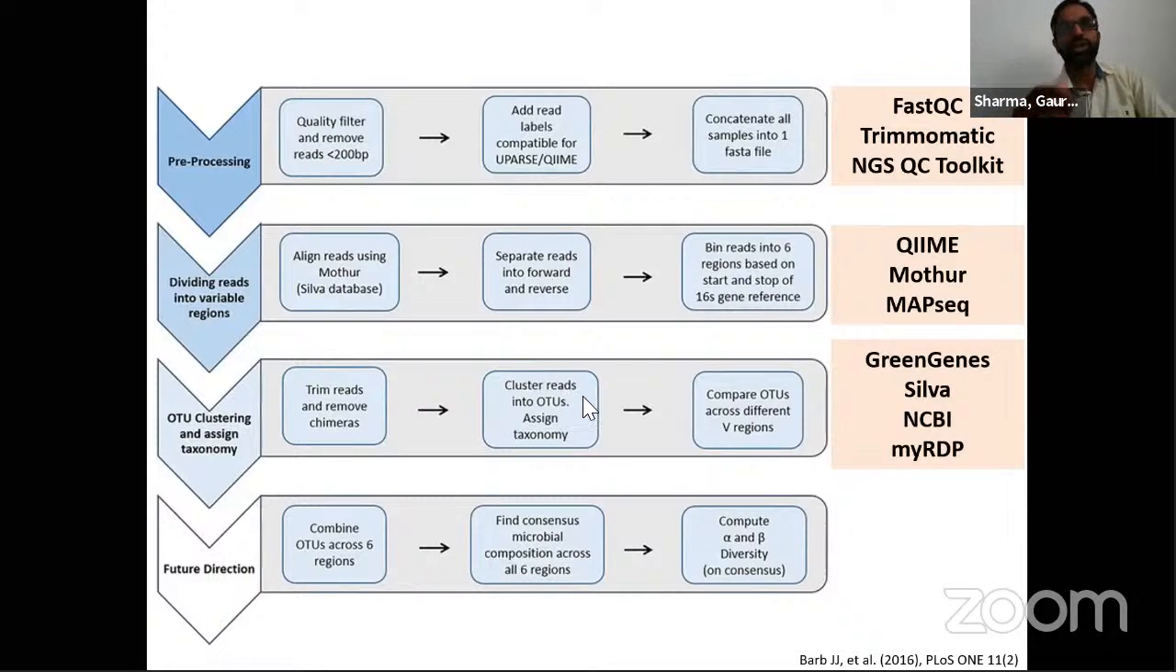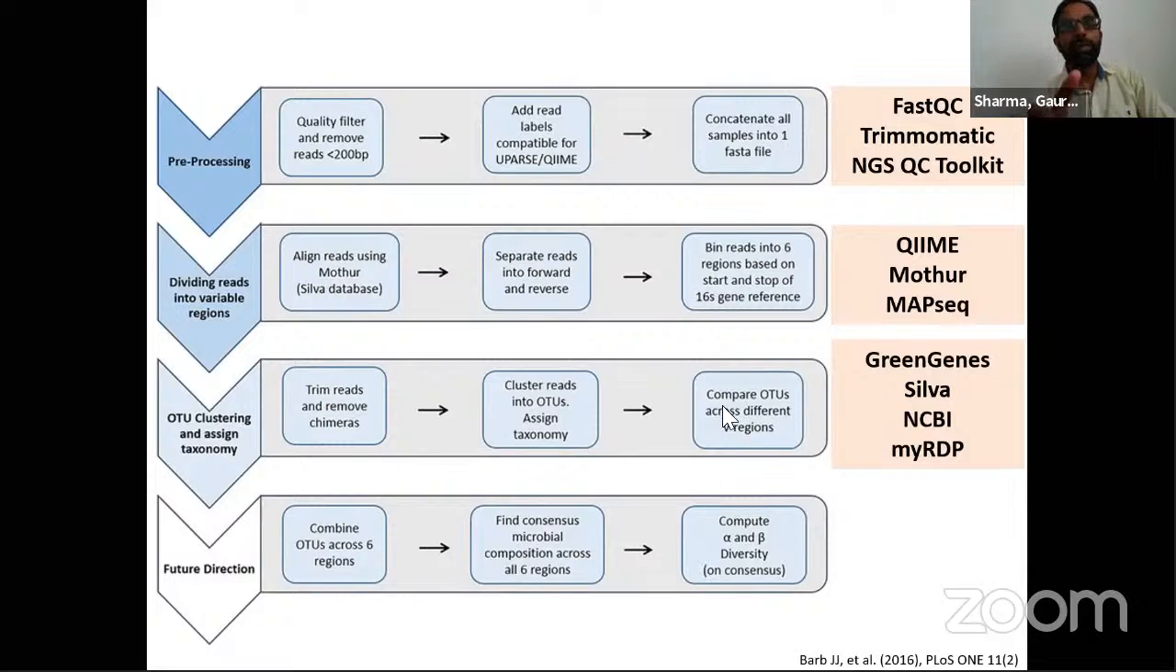Okay, so we compare it with different databases. That representative sequence, we compare it with databases and try to find out in which organism it has maximum homology. So we use different types of databases like Greengenes, Silva, NCBI, or RDP, and we try to find out what is the taxonomy of that particular representative sequence. And the taxonomy of that representative sequence will be the same for all those reads which are clustered in that particular OTU. Okay, and then we compare those OTUs amongst different regions.